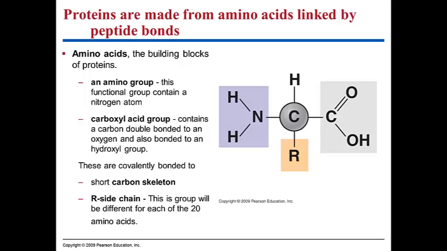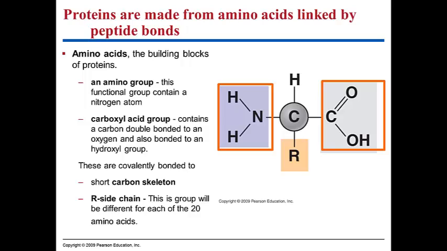And there are 20 different amino acids, and generally all amino acids have 3 parts. The first part is called the amino group, and this is a functional group that contains the nitrogen atom. The second is the carboxylic acid group, and it contains a carbon double bonded to an oxygen along with the hydroxyl functional group. Then we have what's called the R group, or R side chain. This is the group that's going to be different for each of the 20 amino acids. And so we use R here to represent this generic side chain that's going to actually represent different structures depending on the amino acid we're talking about.